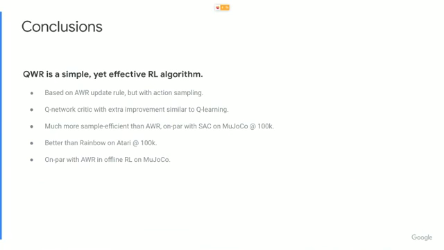So to summarize, QWR is a simple yet effective RL algorithm. It is based on the AWR update rule, but with action sampling. It has a Q-network critic with extra improvements similar to Q-learning. It is much more sample efficient than AWR, on par with SAC on Mujoko and 100,000 interactions. It is better than Rainbow on Atari at the same sample budget. And it performs on par with AWR in offline RL on Mujoko.